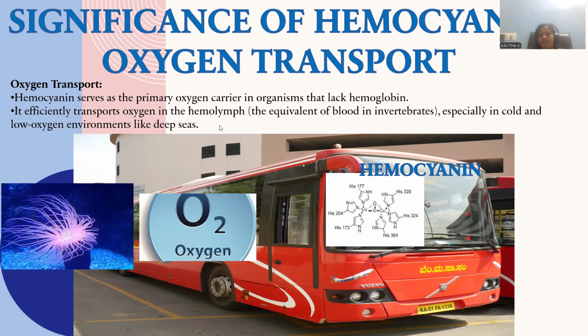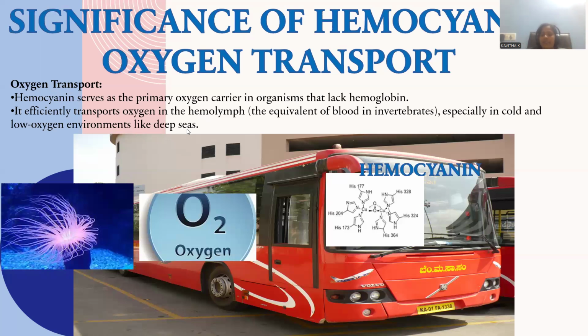Hemolymph is a kind of fluid. It is the circulatory system only. In invertebrates, the blood is represented as hemolymph. So blood is available in vertebrates, right? In the human body, the circulatory fluid is blood only. Instead, in invertebrate species, we can synonymously use the name hemolymph. It is manifested as hemolymph, especially in cold and low oxygen environments like deep seas.